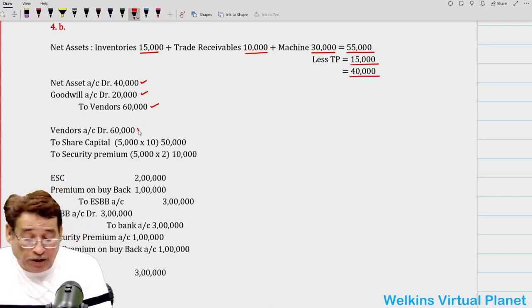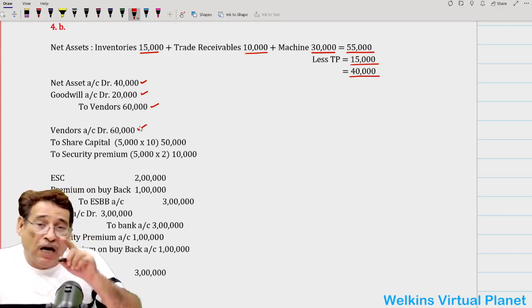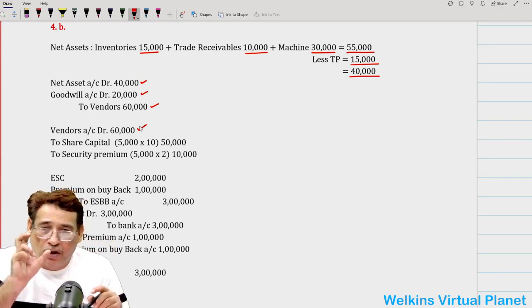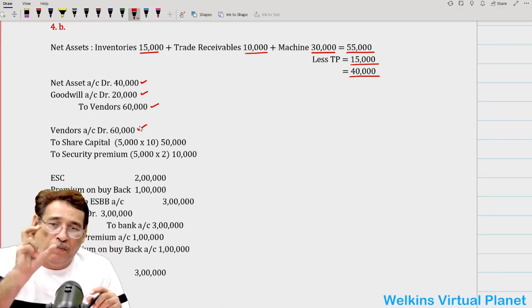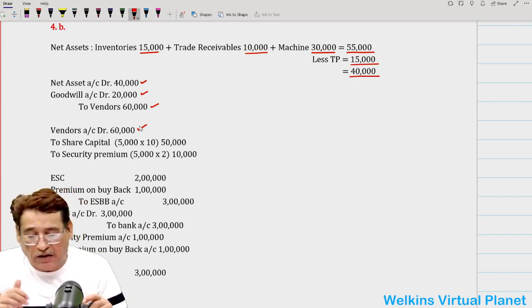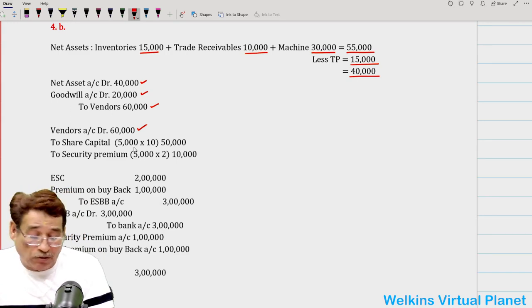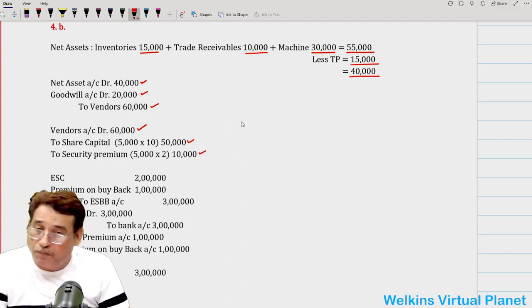Now we have to pay the vendor 60,000. I will divide 60,000 by 12 because I am going to issue shares of 10 at 20% premium. So I divide 60,000 by 12 to know how many shares I am going to issue. So 5,000 shares I will have to issue. Face value of one share is 10, so 50,000 to share capital and the rest to security premium, 5,000 into 2, 10,000. This will be the entry with respect to that particular point.